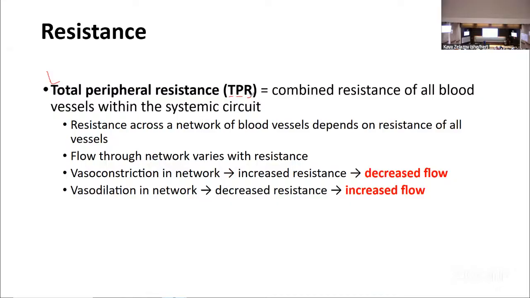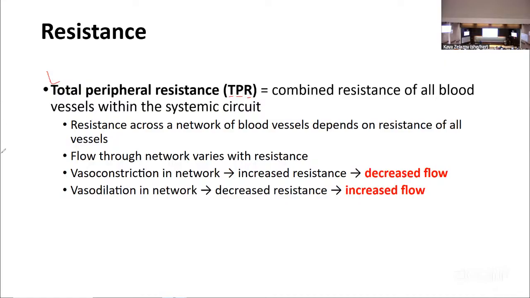And it's total, so this is just all the resistance of all the blood vessels out in your systemic circuit added together. So we're not going to be tracking specifically how much resistance is here in your radial artery versus somewhere in your leg, right? We're not going to be doing that when we're trying to figure out flow through the whole circuit. We're just going to be thinking about how much resistance is there in the system overall.